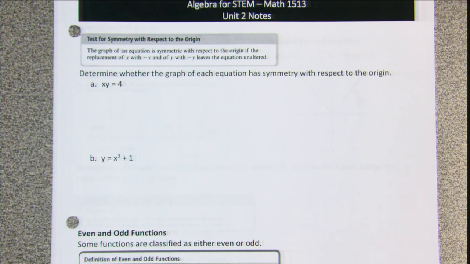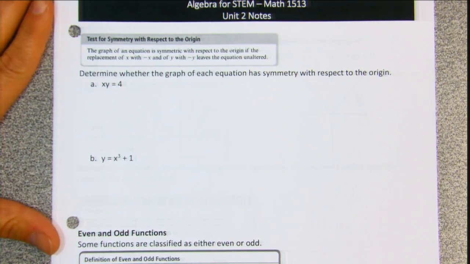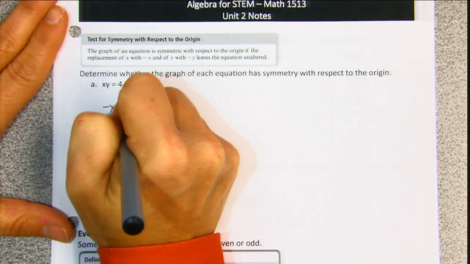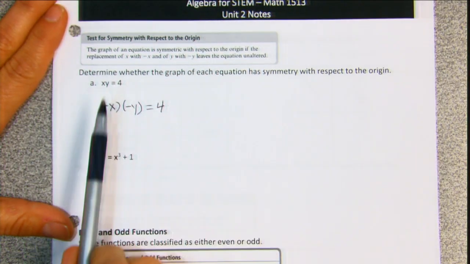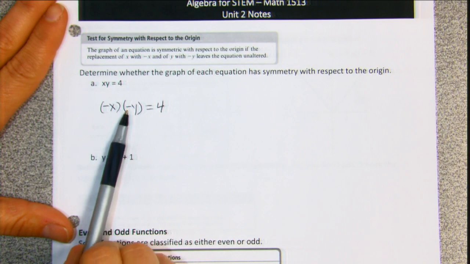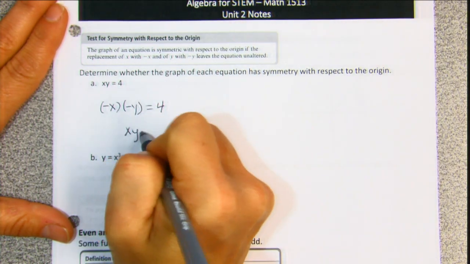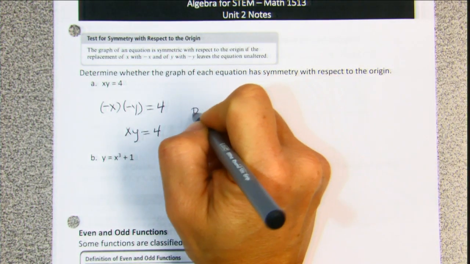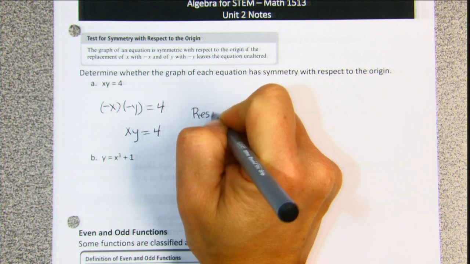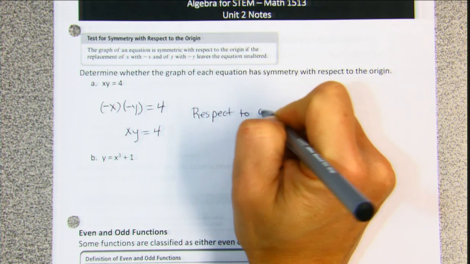And so this one is either going to be in respect to the origin or not. It's not compared with any other thing. Okay, it's just alone. So negative x times a negative y equals 4. Well, we know a negative times a negative makes a positive, so it's still just xy equals 4 in the end, right? So it ended up matching the given one, so we would say this is symmetric in respect to the origin. Yes.